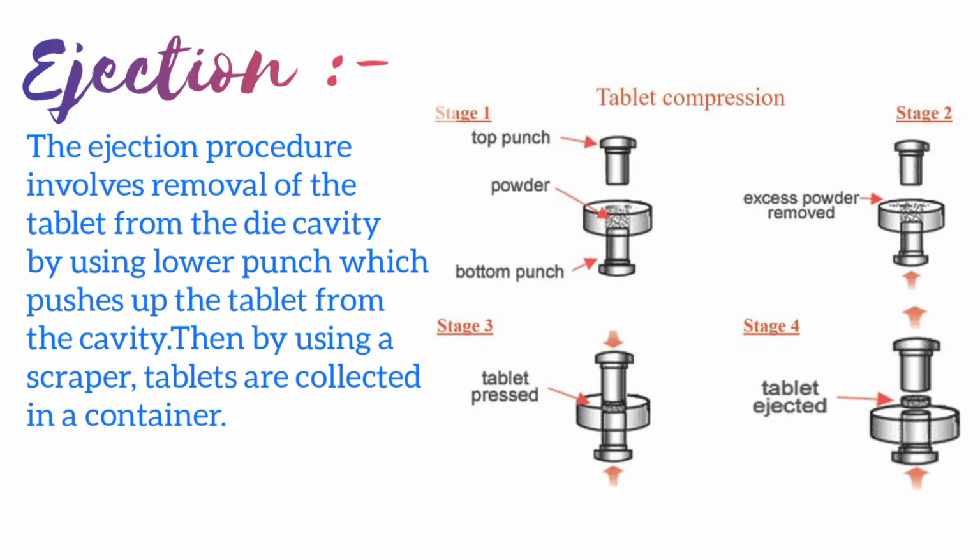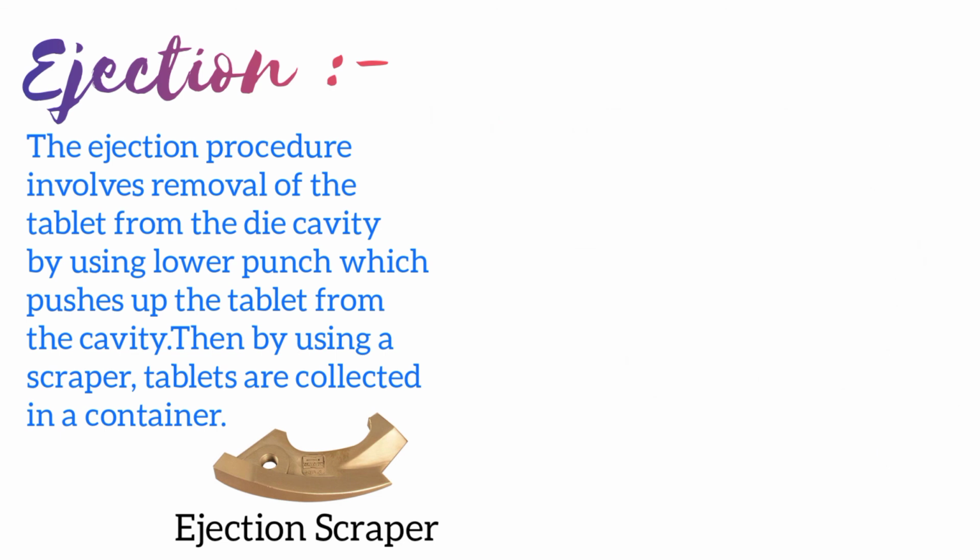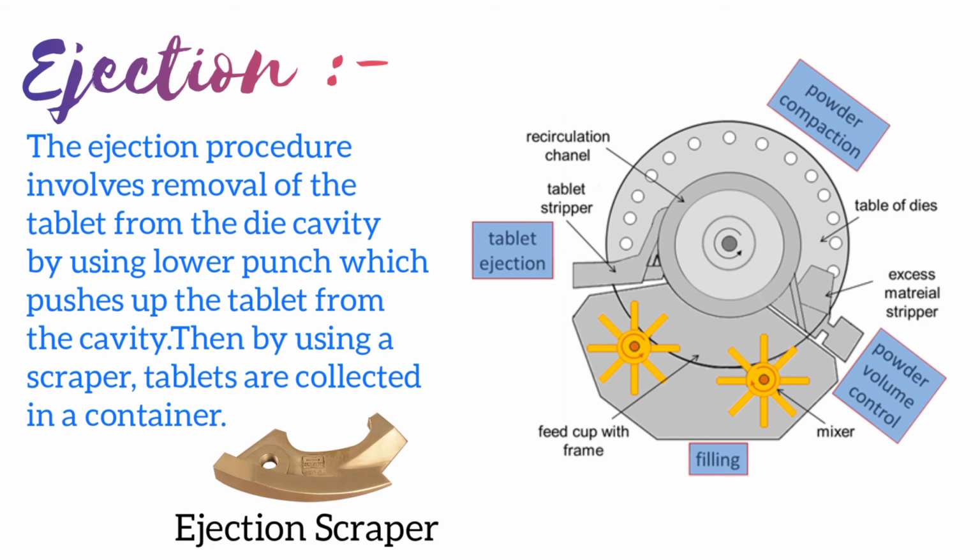The ejection procedure involves the removal of the tablet from the die cavity by using the lower punch, which pushes up the tablet from the die cavity. Then by using a scraper, the tablets are collected into a container.